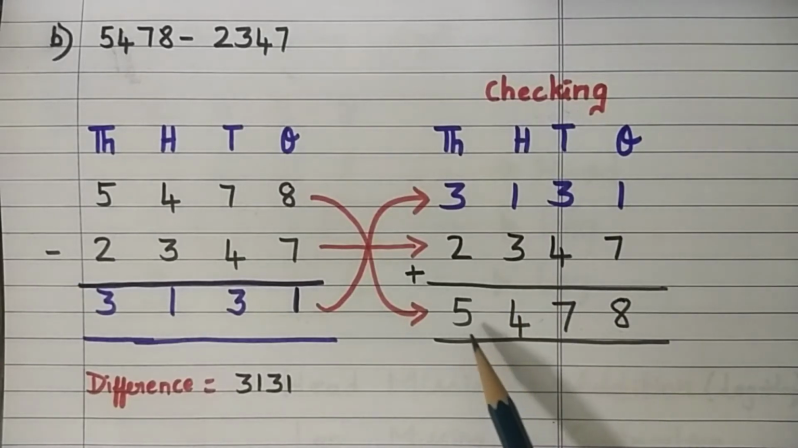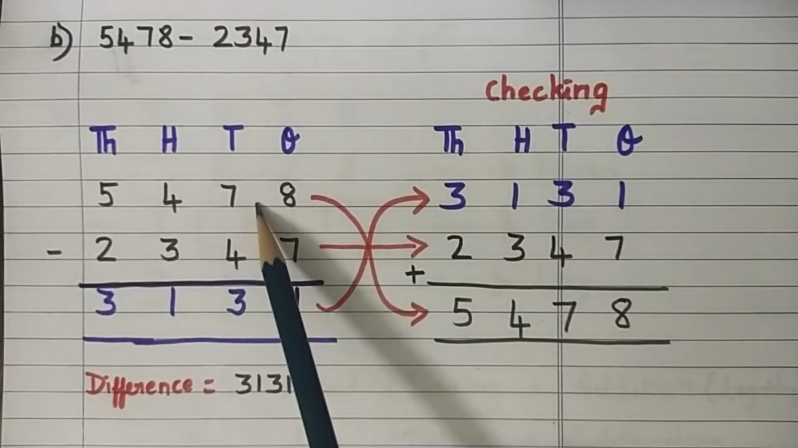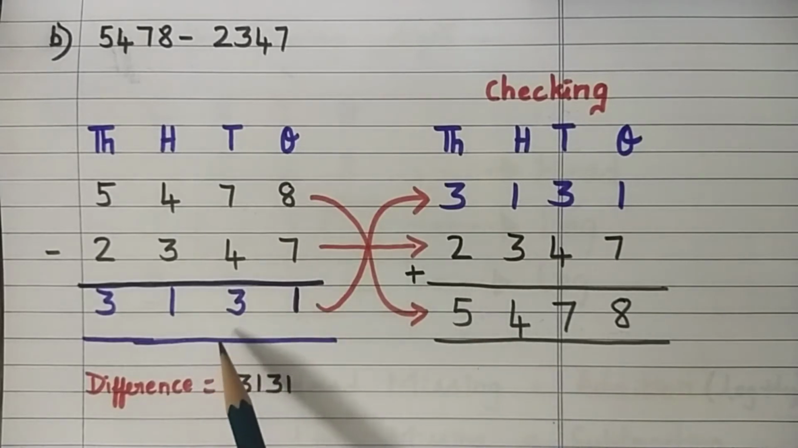If minuend and sum are both the same, then the subtraction is correct. Check here, children. Here the sum is 5478. Here the minuend is also 5478. Minuend and sum are both the same. So the subtraction is correct.